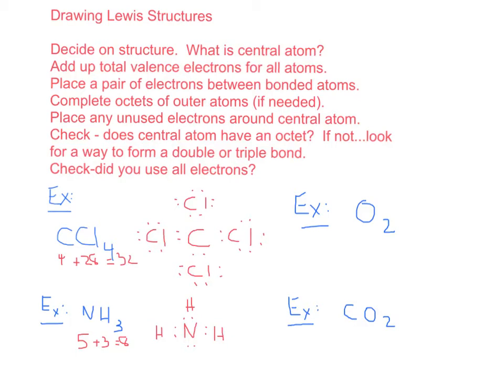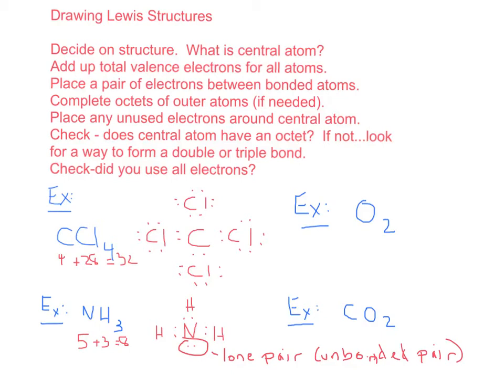Probably label that as a lone pair. I don't know if we've talked about them before. That's a good idea. So we'll make that. This is a lone pair, also known as an unbonded pair. Okay, so that's 2 out of 4.